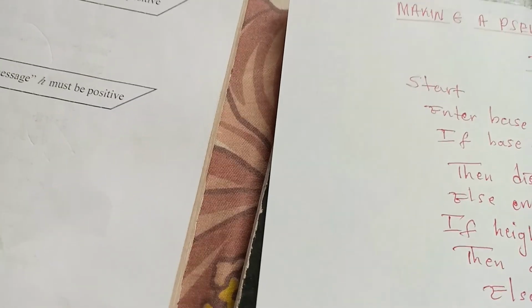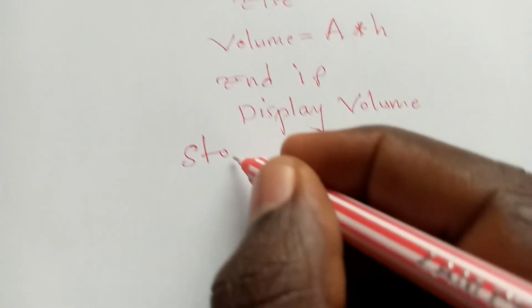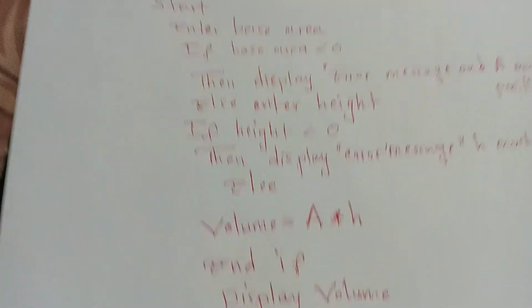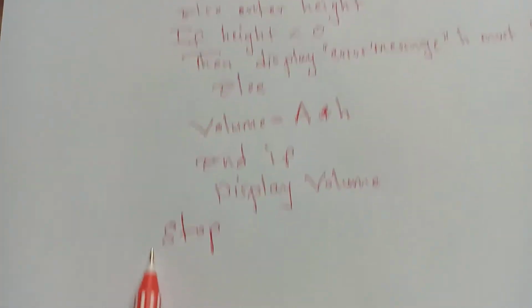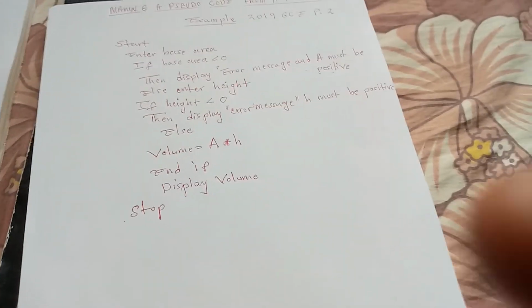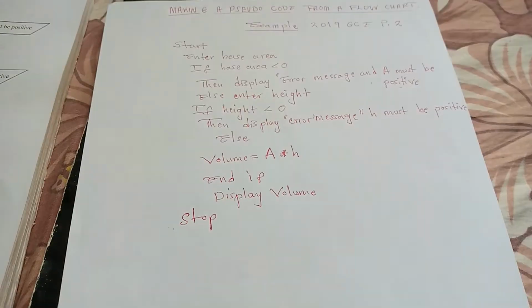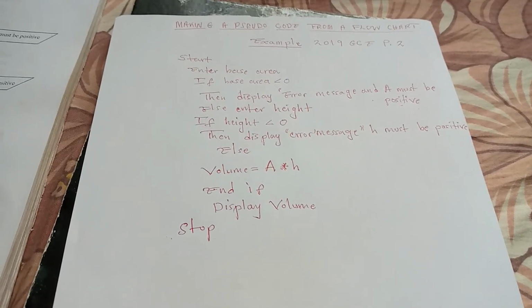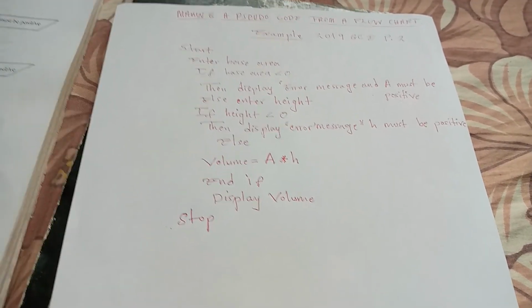Then finally they are saying stop. So you also say stop there. Now make sure you write stop, and you make sure the first letter of start and the first letter of stop are in the same line. So this is how the solution for 2019 GCE paper 2 was under computer, specifically for pseudocode and the flowchart.